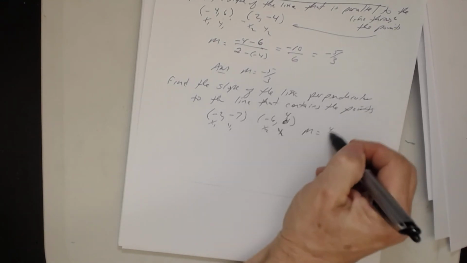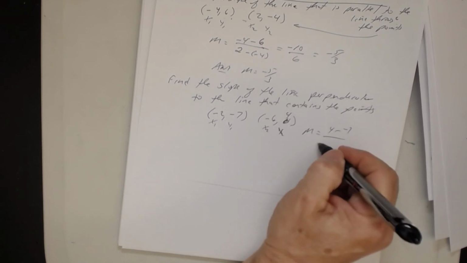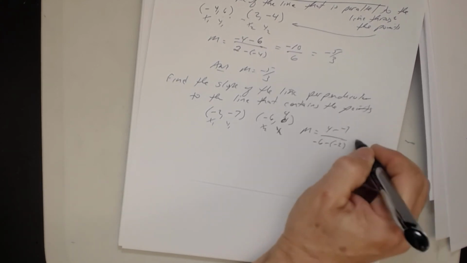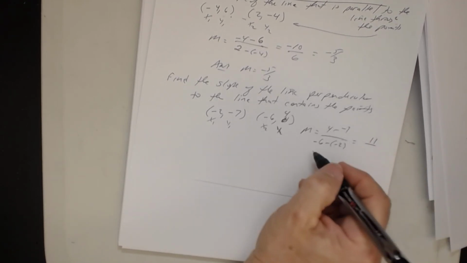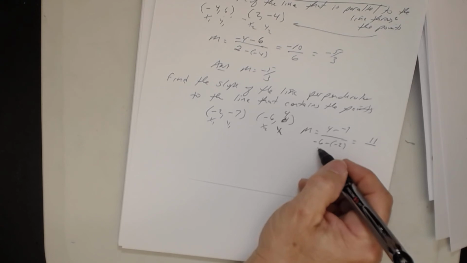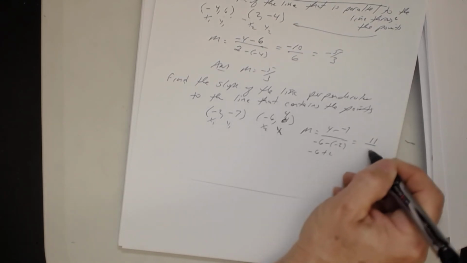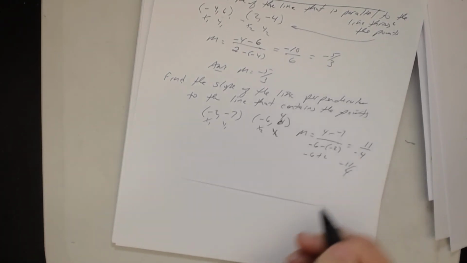So 4 subtract what? Since I started with 4, I got to start with what? Subtract a negative 2. What's 4 subtract a negative 7? 11. Now, what's negative 6 subtract a negative 2? That's really negative 6 plus 2, which is a negative 4. So the slope is a negative 11 fourths.